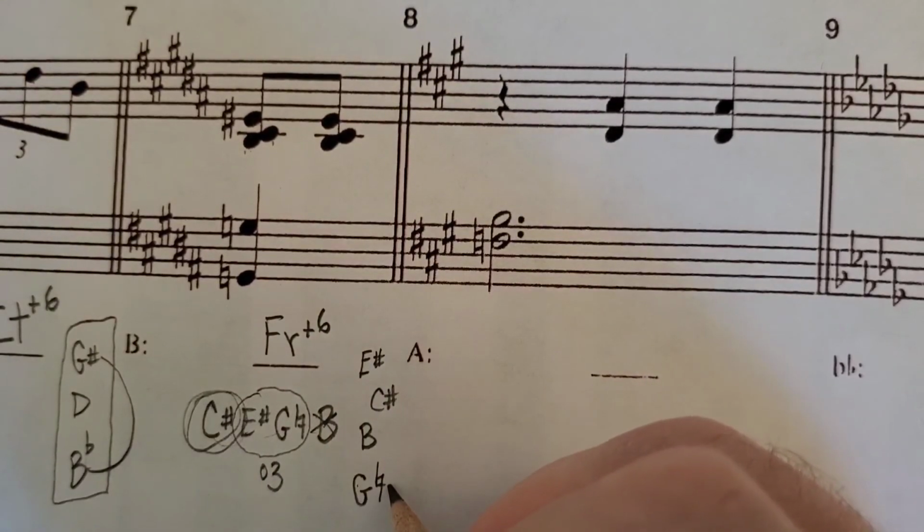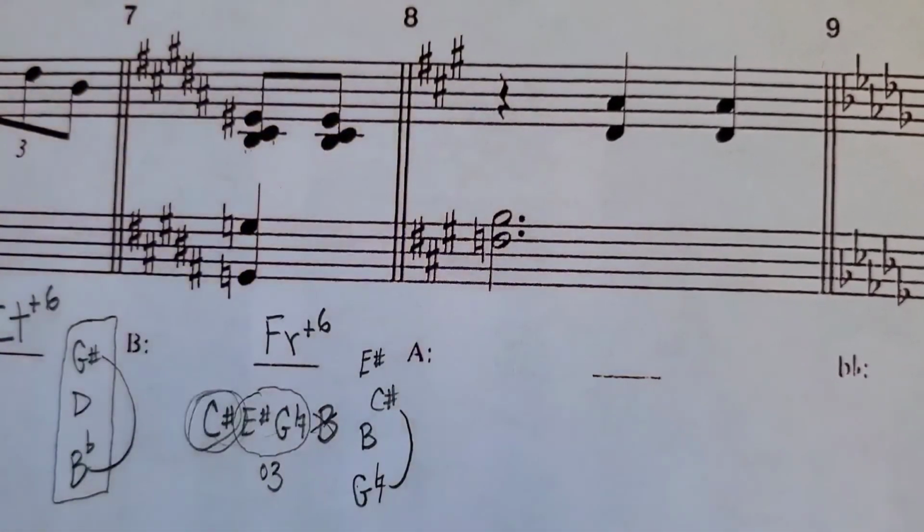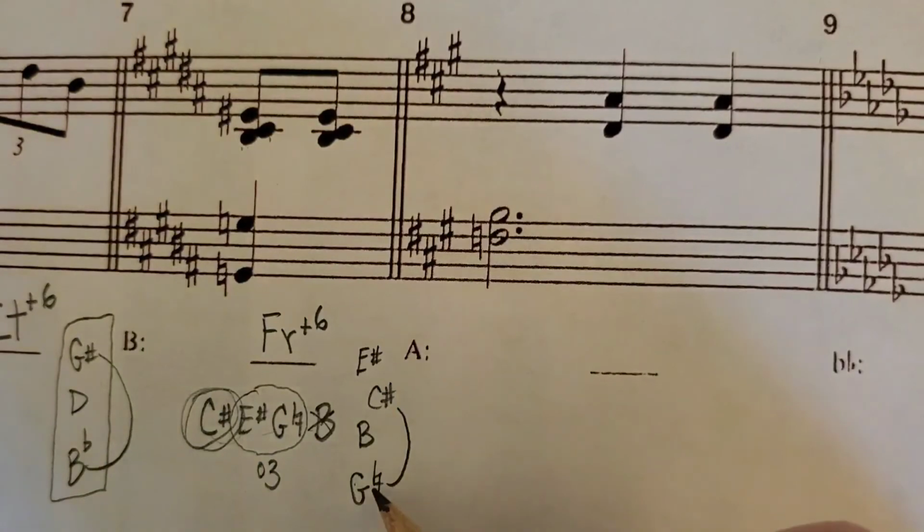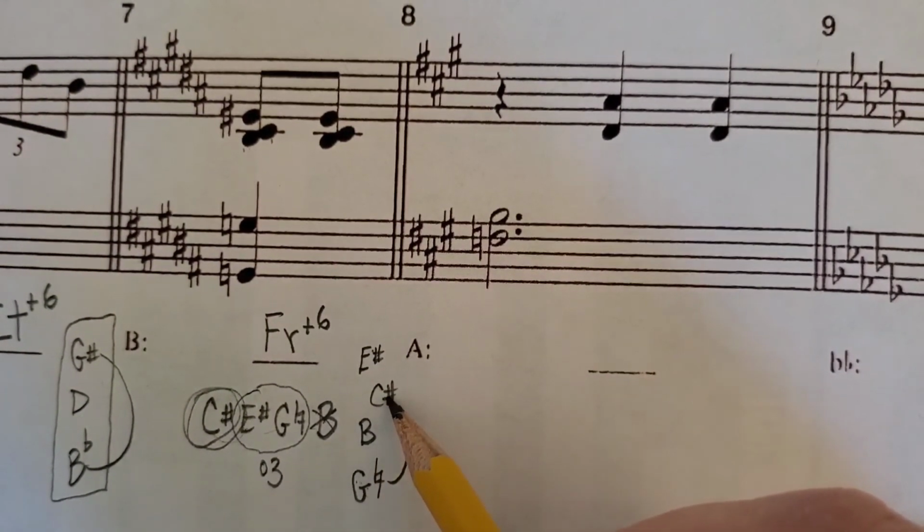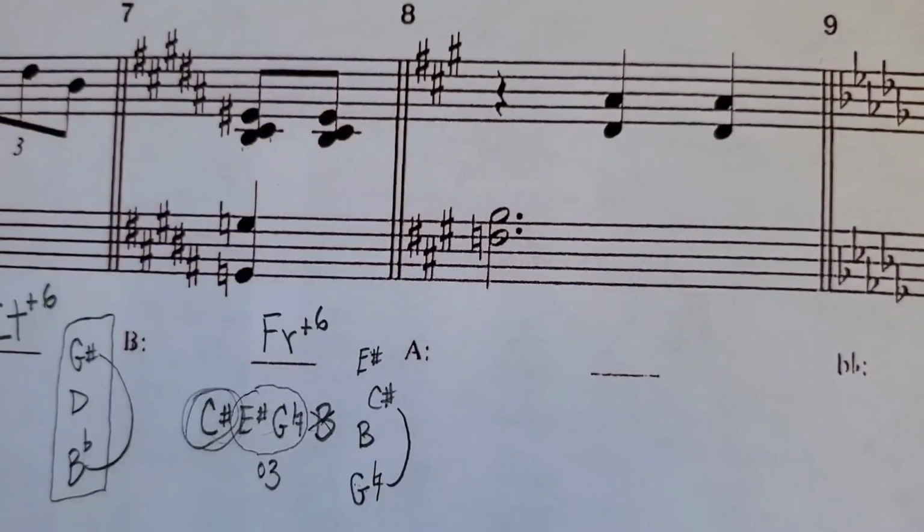Notice the augmented fourth from the bass. So the French, remember, has the augmented sixth interval, scale degree 1, and also scale degree 2, which in the key of B major is C sharp.